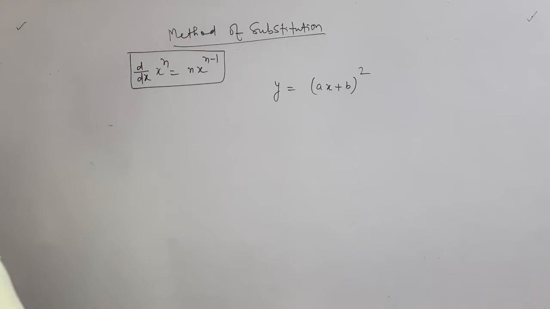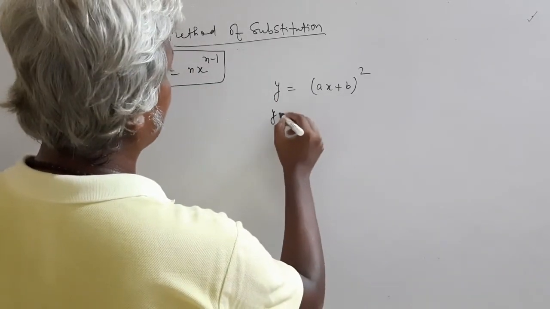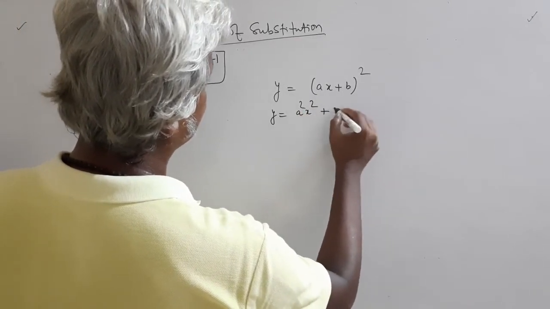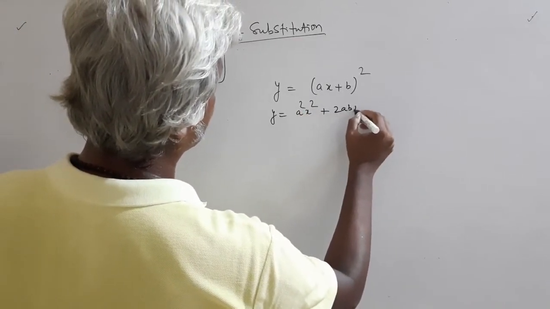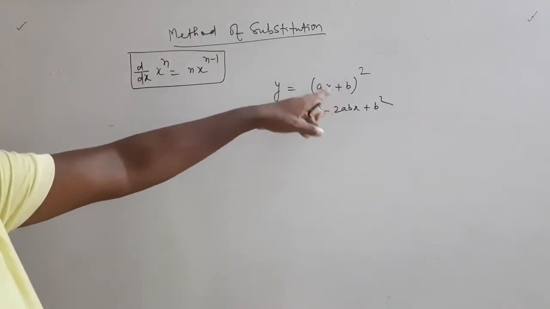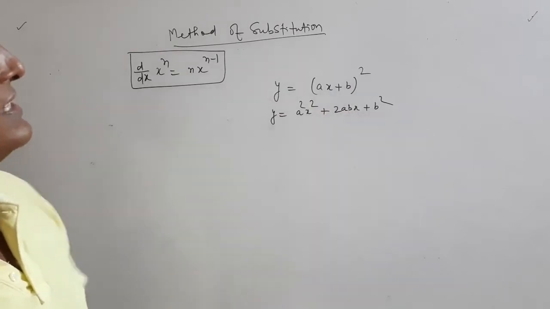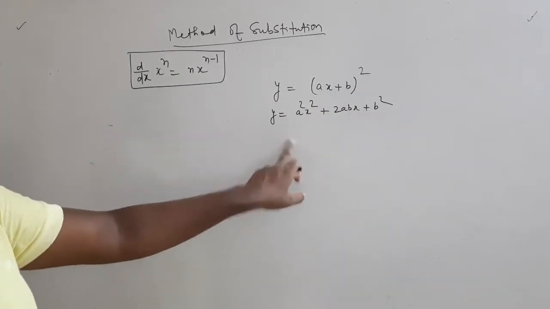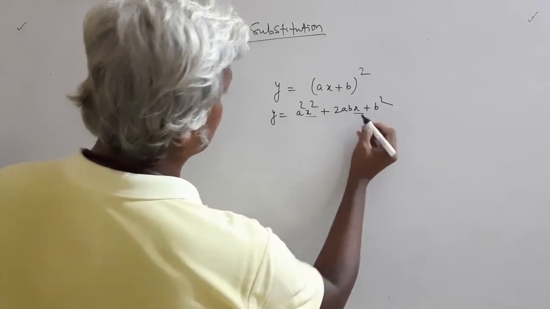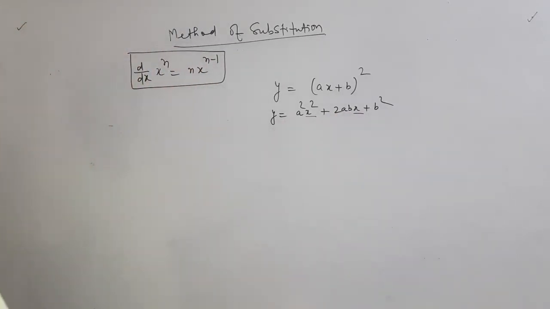For the first case I take it as whole square. Then what you do, you are free to expand this, so you can write y as a square x square plus 2abx plus b square. This is just (a plus b) whole square. Using this formula I have just expanded this. Now since I have to differentiate with respect to x only, this x square is the function, and the rest, a and b, are just constants.